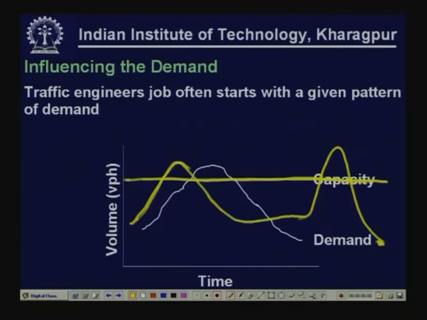Say only during 1 hour in the morning and 1 hour in the evening, the demand is more than the capacity, and we start thinking of widening the road to have a higher capacity level. Now, the problem is only during those 2 hours, 1 hour in the morning and 1 hour in the evening. For that, why add more capacity?